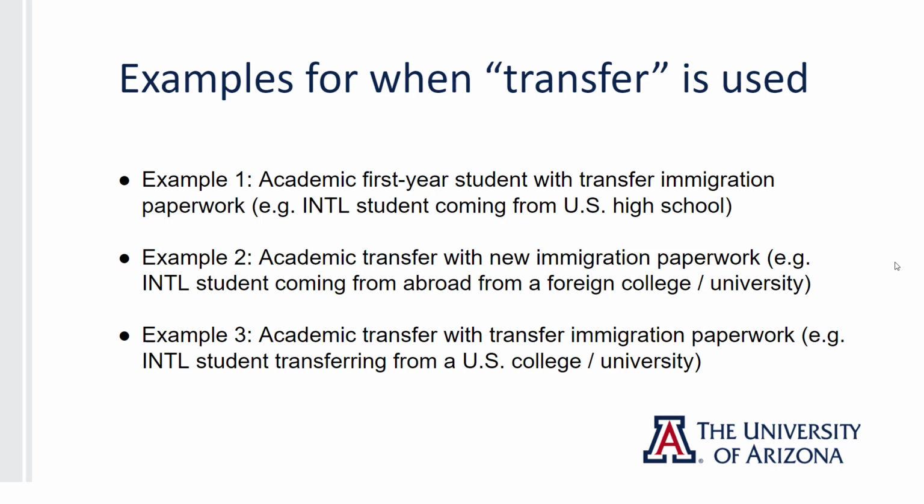In example number three, we could have academic transfer students with transfer immigration paperwork. For example, international students transferring from a U.S. college or university. A U.S. college, for example, could be a community college. A very common scenario for us at University of Arizona would be international students transferring from Pima Community College. So that would be a pure transfer, not only in academic terms, but in immigration terms. So as you can see, there are different examples for when the word transfer is used. For the purposes of this video, we are focusing on academic transfers.